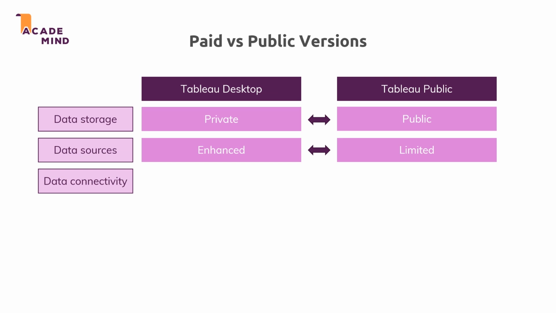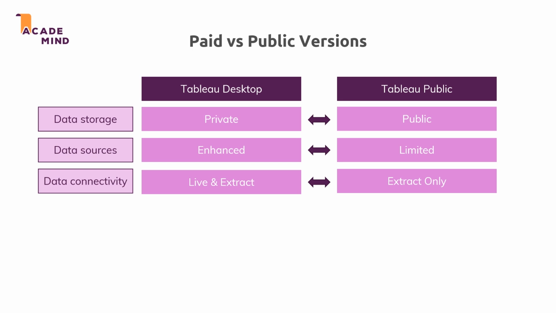The last core difference here is the data connectivity. In Tableau Desktop, we can differ between a live and an extract connection to our source data. In Tableau Public, we can use the extract feature only. I'll also have a look at this difference in more detail in the next module. Just a very quick outlook here.